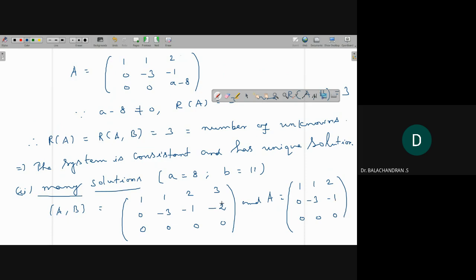Now from this you can easily observe that the rank of A comma B is 2, and the rank of A is also 2.